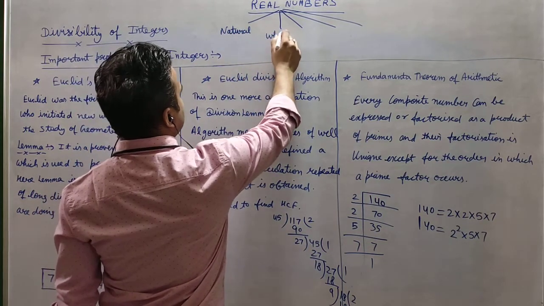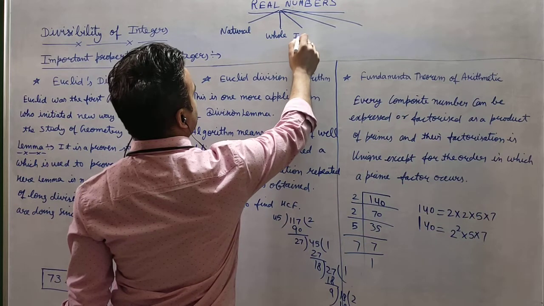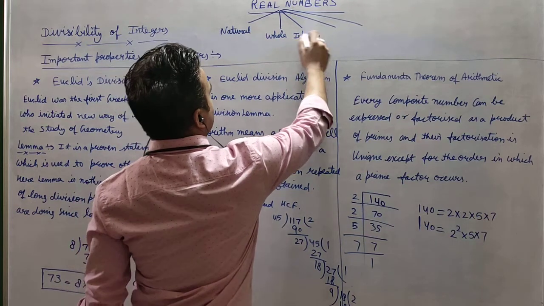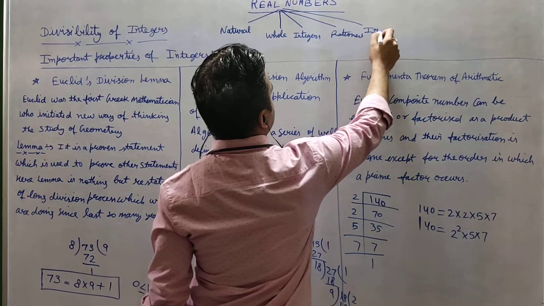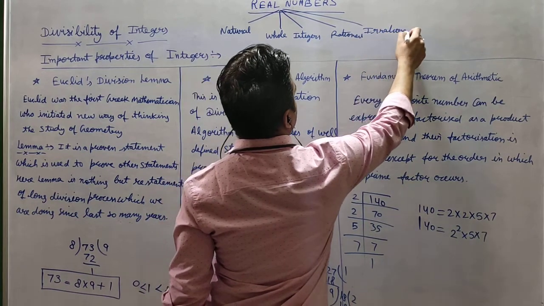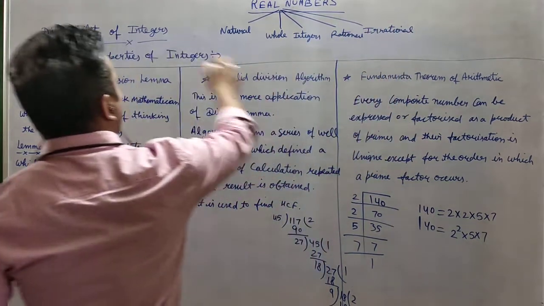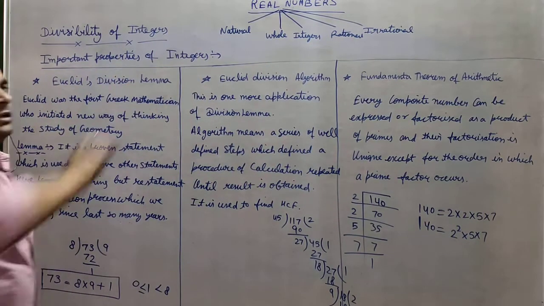we have done whole numbers, integers, rational numbers, irrational numbers. So the whole series together will make the real numbers.